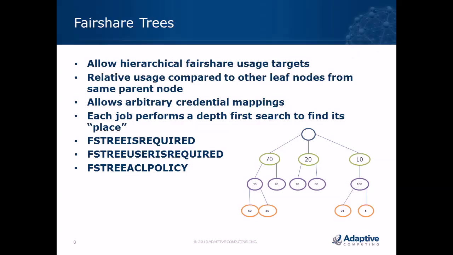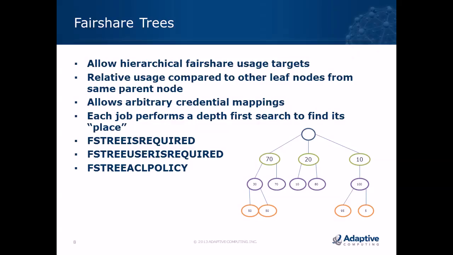I'm not exactly sure what you'd have it. Maybe you have a very low target on the high priority because you don't want it consuming the system, and a very high target on the low priority because it's okay. It's going to have a lower priority. So however you want to map it, this allows you to tweak those settings. As I mentioned, the usage is calculated from the leaf nodes to the parent nodes. It allows arbitrary credential mappings.